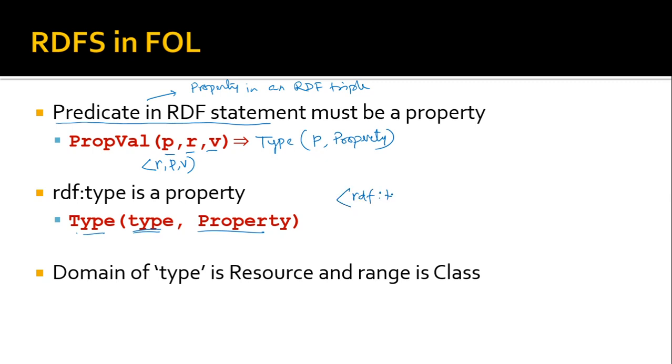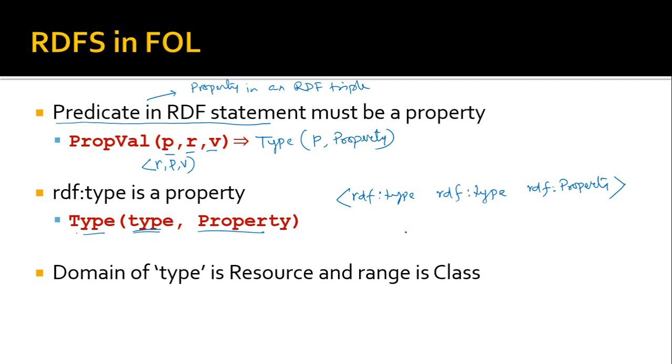RDF type is an RDF property, right? Now, how do you model that the domain of type is resource and the range of type is class, right?